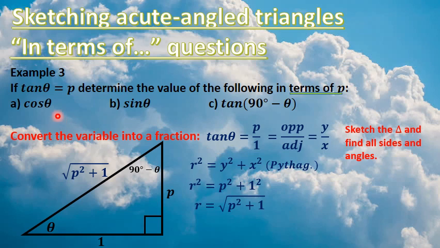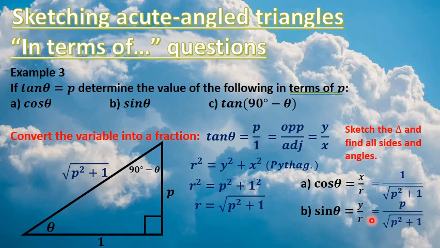What is the value of cos theta? Well, we know that cos theta is x over r, or adjacent over hypotenuse, and that would be x is 1, our hypotenuse is the square root of p squared plus 1, and so our cos of theta is 1 over the square root of p squared plus 1. What about sine theta? Sine theta is y over r, the vertical distance is p, and our r is the root of p squared plus 1. It's as easy as that.